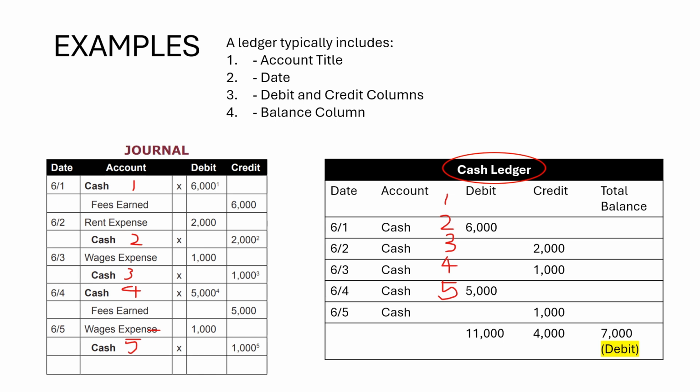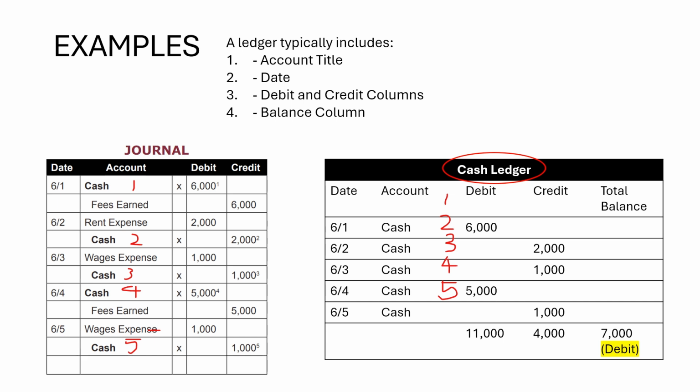For example, from the journal we can see fees earned could be a ledger. Rent expense with other types of expense can be another expense ledger. Each entry includes an account title and so on. It shows how journal entries are posted to the cash ledger, demonstrating the relationship between the journal and the ledger. So if we break down the process, journal entries record each transaction in chronological order, and each entry has a debit and credit following the double entry accounting principle.